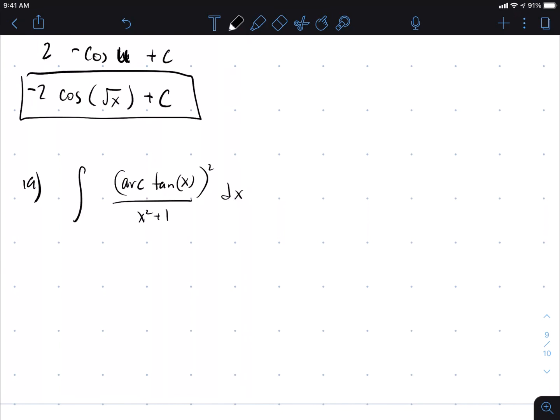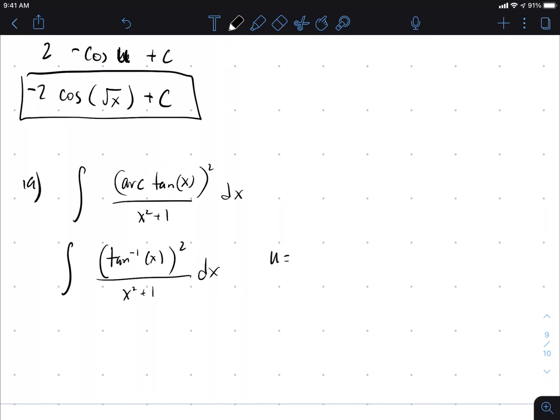Okay, this is the same as this, right? Yes. So the internal function here is arctan, right? Right. Okay, so I'm going to use arctan as my internal and see if it can do something to eliminate the x squared plus 1.